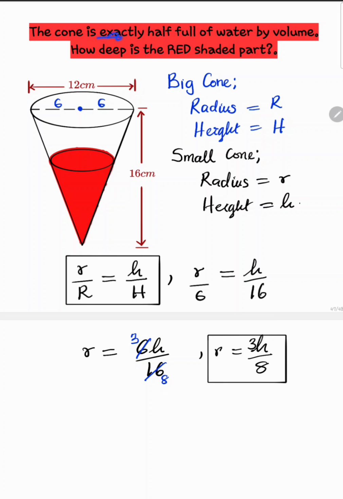We are told that the cone is exactly half full of water by volume. It means the volume of this smaller cone, to get the volume of the bigger cone, will be 2 times of this smaller cone. Or we say the volume of this bigger cone, the half of it will give us the volume of the smaller cone. So let's put it into a notation. That is volume of small cone. It can be half of the volume of big cone.